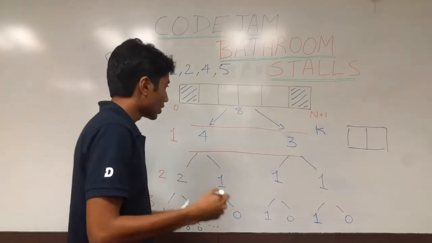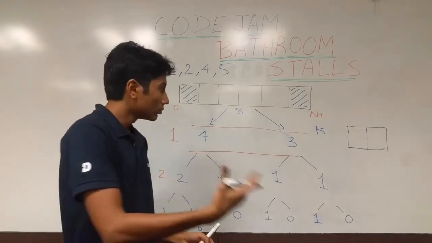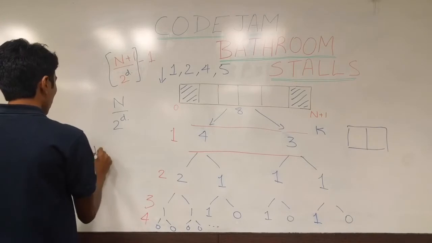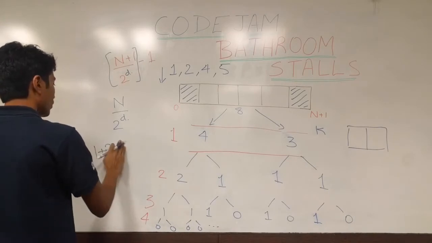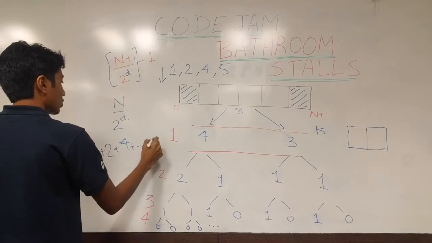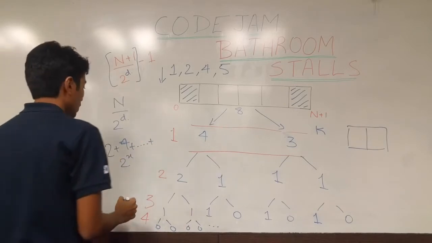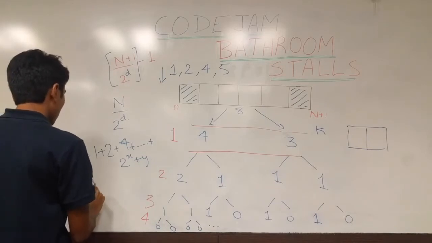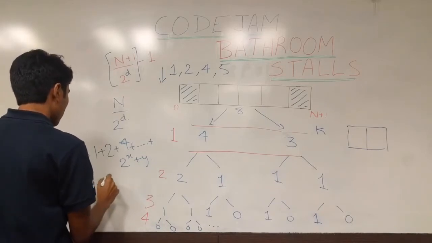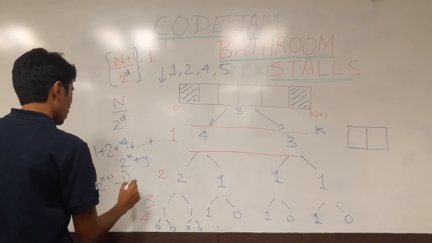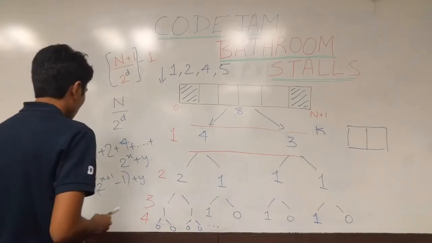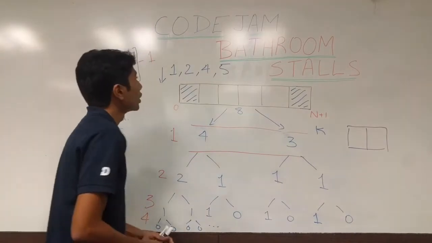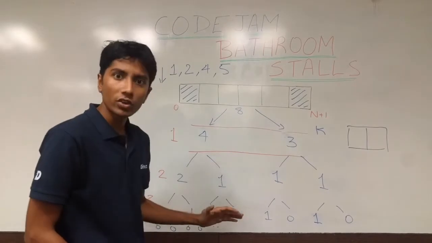That in turn means that k can be expressed as a number, which is k equal to 1 plus 2 plus 4 plus so on and so forth up to 2 raised to the power x plus some quantity y, which is k equal to 2 raised to the power x plus 1 minus 1 plus some quantity y. And here you're trying to take x as large as possible. So we'll keep that in mind, but let's come back to the tree now.